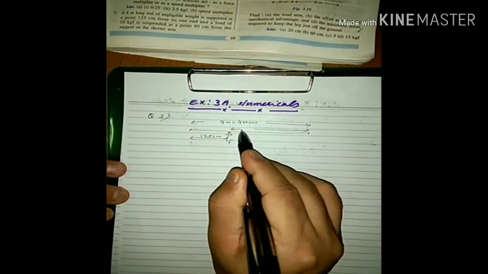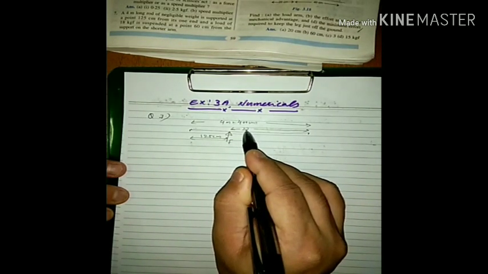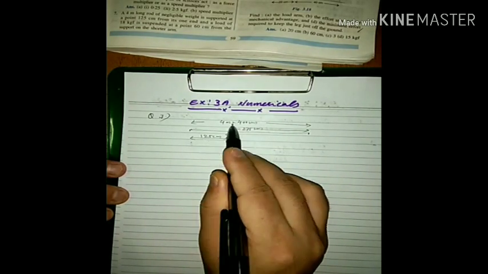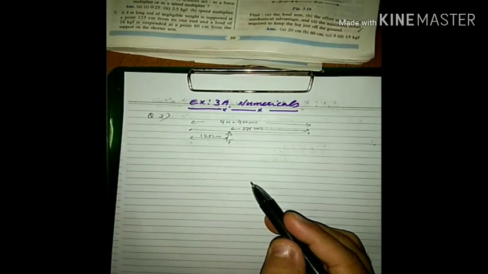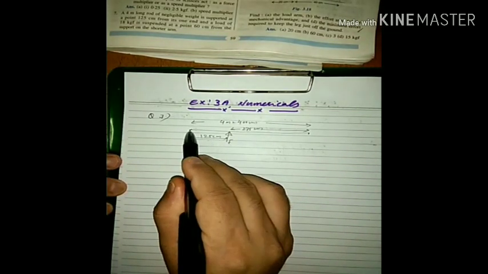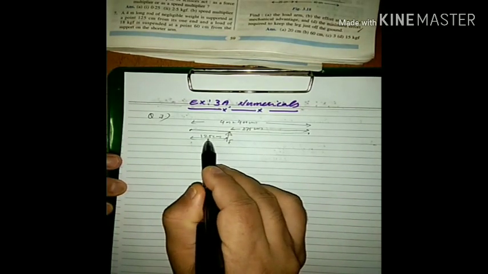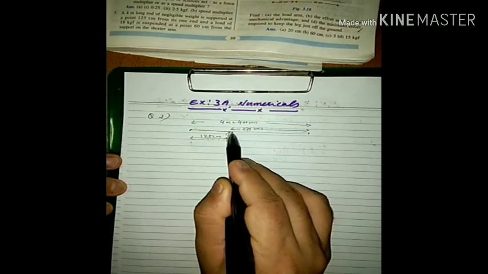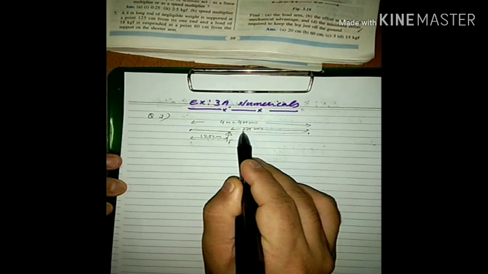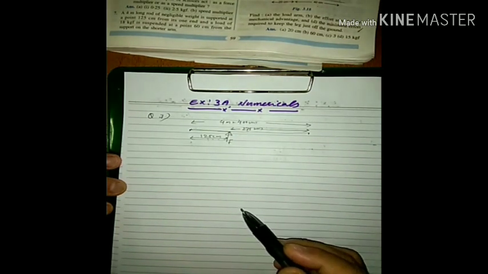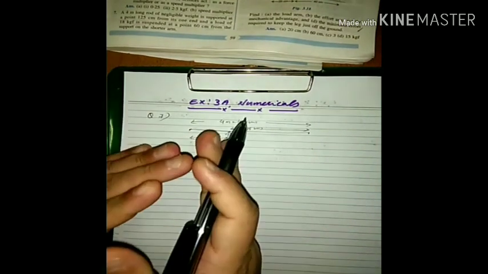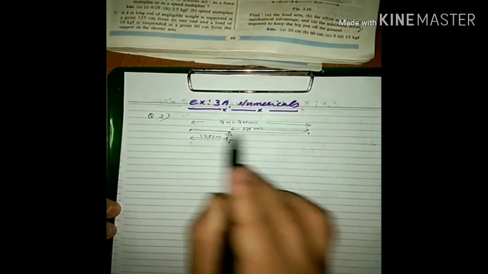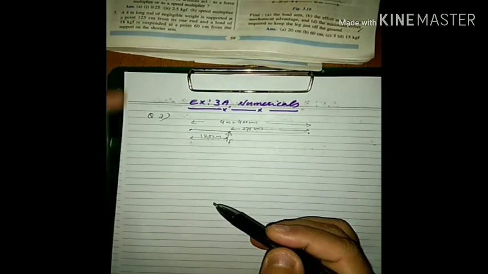It is 275 centimeter. 275 plus 125, it is total 400 centimeter. Right? Okay. So this is the shorter arm whose length is 125 centimeter, and the longer arm is 275 centimeter. Okay. So the fulcrum divides the rod into two arms.